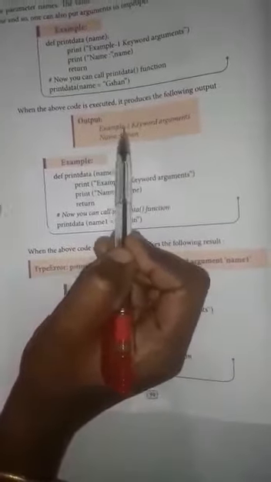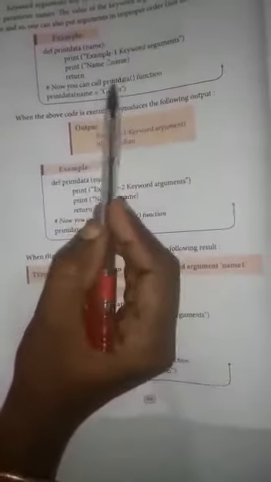What output will be displayed? Output: Example 1 keyword argument, name: Jishan. This is the output of this example.